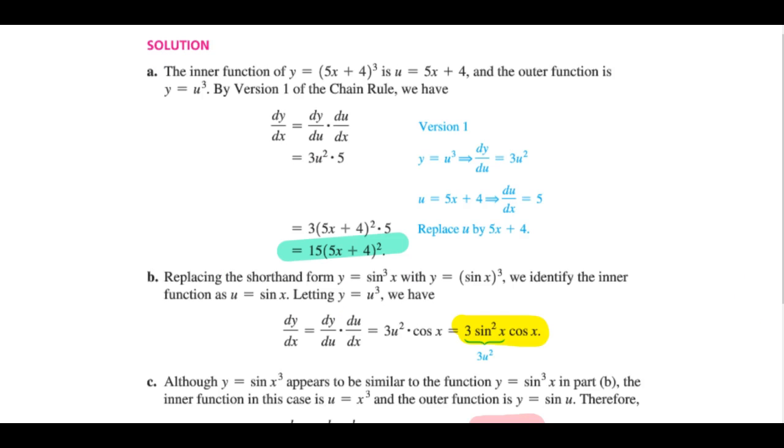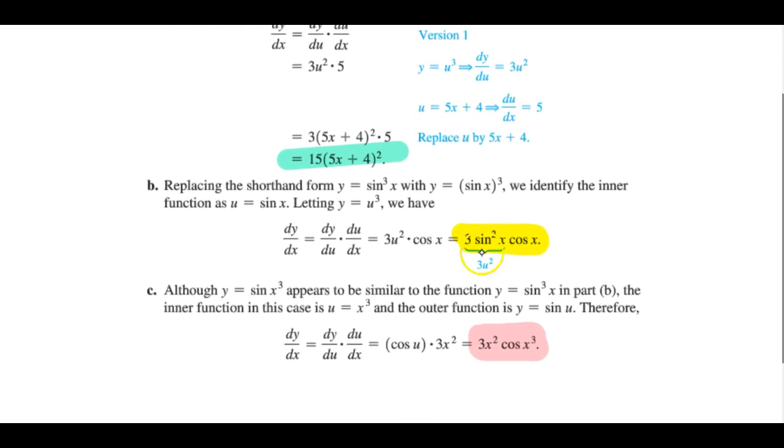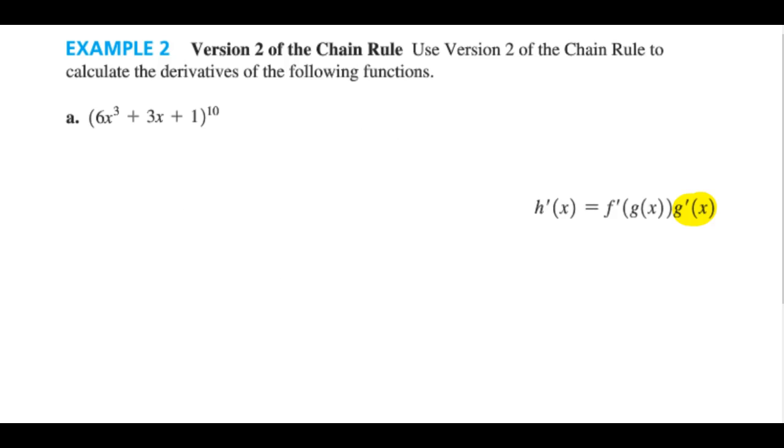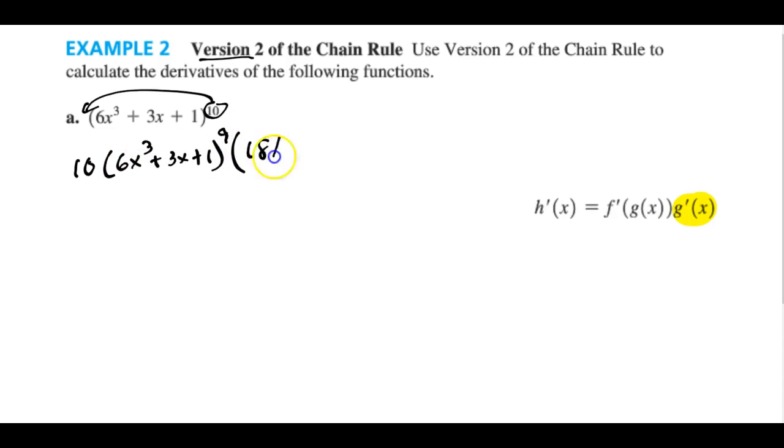So two very different answers. And yep, the author got the same result. So here comes another one. It says version 2 of the chain rule. Well, I don't know what that means, but we're still going to take the derivative of the outside, write down the inside. Don't forget to decrease x by 1 times the derivative of the inside, 18x squared plus 3.